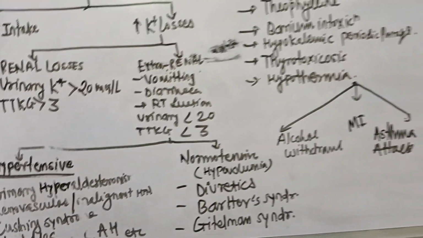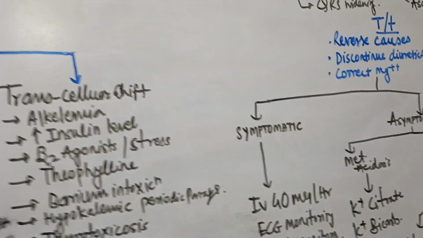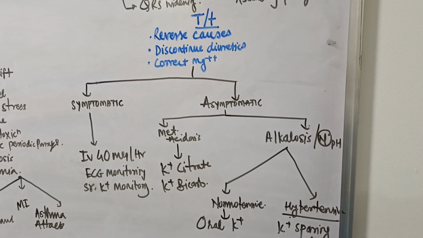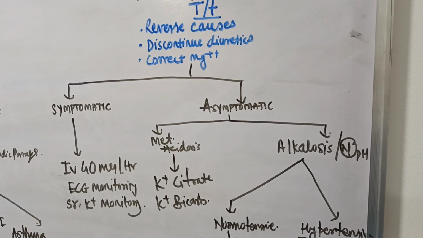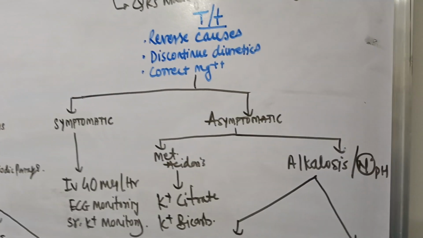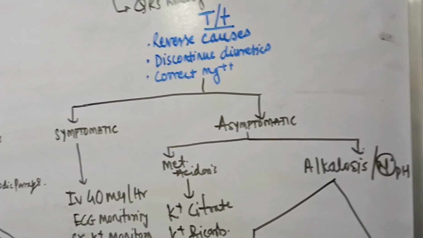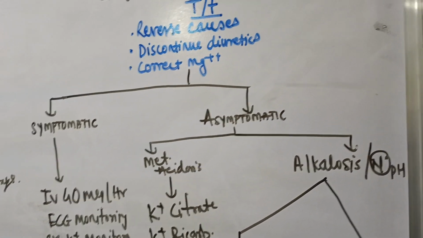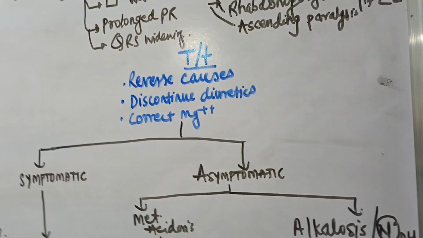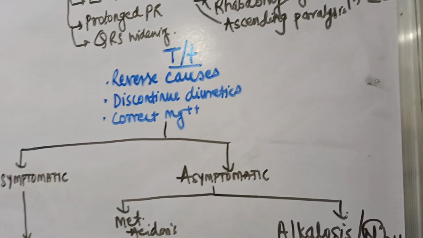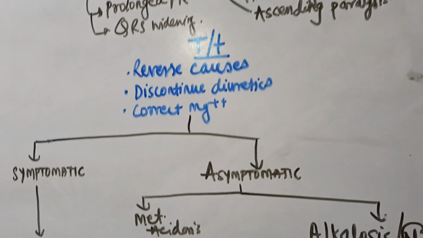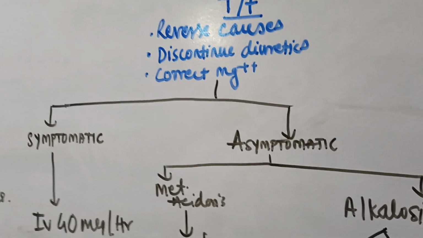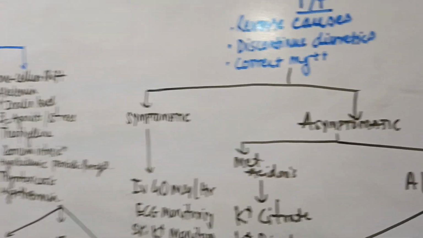So how will you manage this hypokalemia? First of all, in treatment, we must reverse the cause of hypokalemia, the obvious cause. We must try to treat it. So discontinue diuretics and correct magnesium if it is low, because hypokalemia and hypomagnesemia are associated. Resistant hypokalemia can be there when there is a decrease in magnesium level. So first of all, we shall evaluate and treat hypomagnesemia.